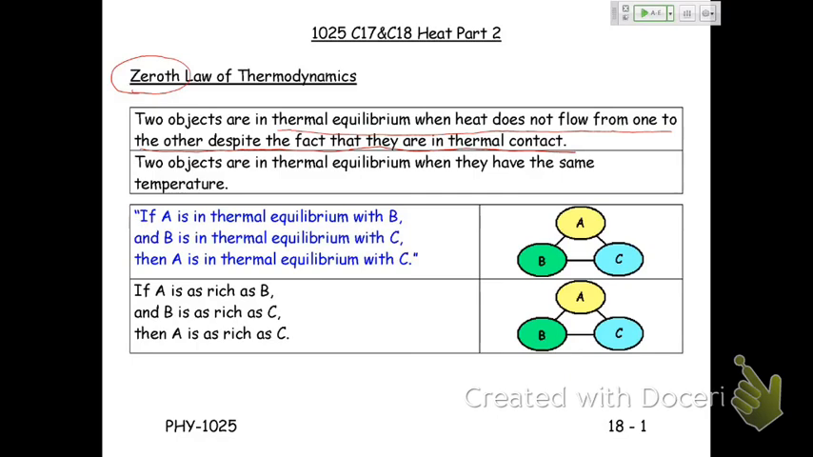So what we say is if A is in thermal equilibrium with B, and B is in thermal equilibrium with C, then A is in thermal equilibrium with C. And the analogy I like to use is if A is as rich as B and B is as rich as C, then A is as rich as C. And that seems very, very obvious.